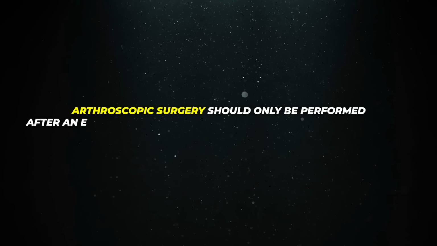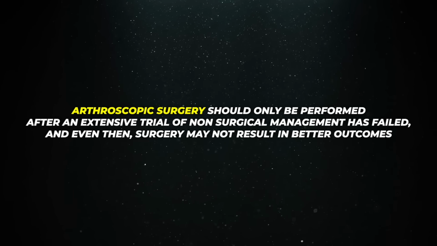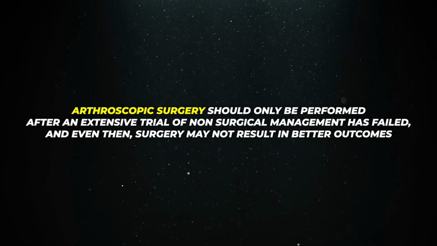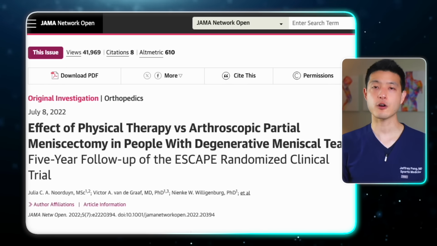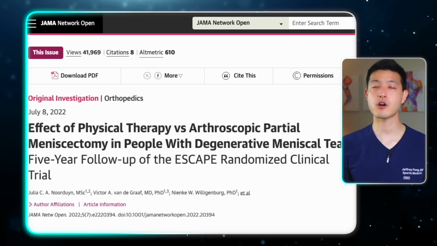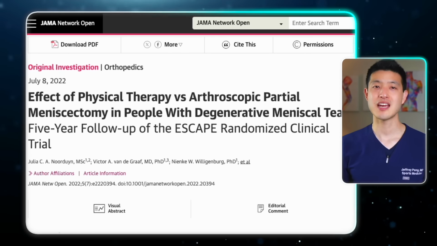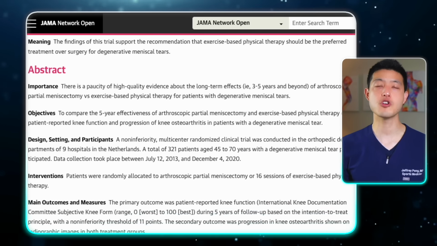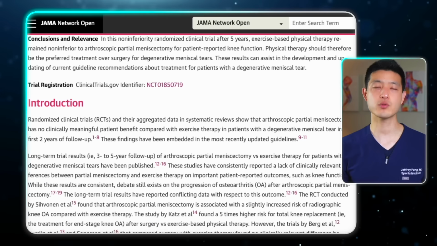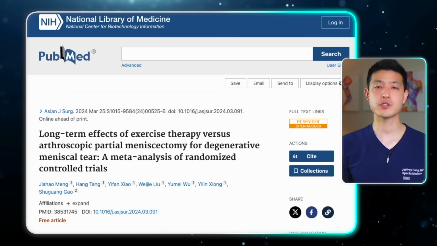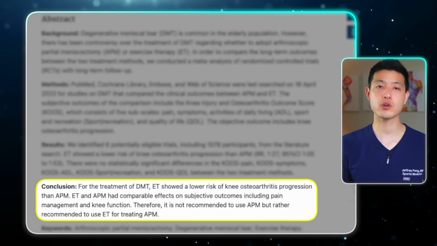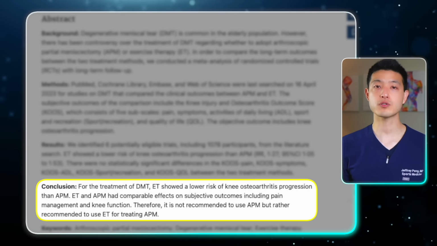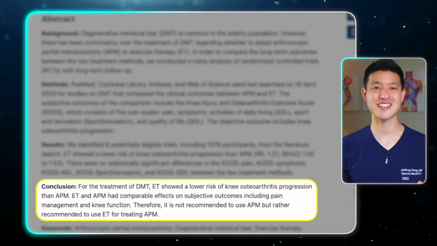But recent clinical trial evidence has shown that arthroscopic surgery should only be performed after an extensive trial of non-surgical management has failed, and even then, surgery may not result in better outcomes. For example, there are now numerous clinical trials that compare arthroscopic surgery to physical therapy, and the 5-year outcomes show that there is no difference between getting surgery and continuing with exercise therapy. Systematic reviews and meta-analysis of these trials conclude that exercise therapy results in a lower risk of knee osteoarthritis progression, while also having comparable effects on pain and knee function.